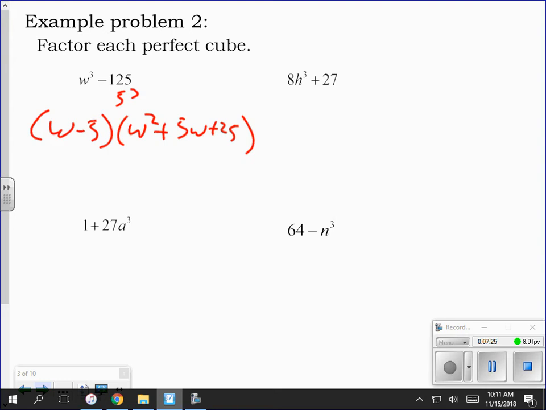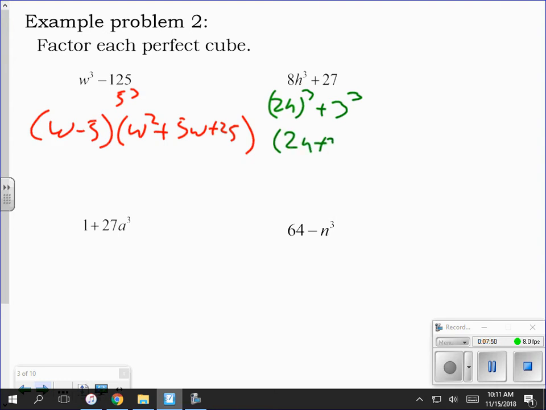Okay, on the next one, 8h cubed plus 27. 8h cubed is 2h cubed plus 3 cubed. Knowing your perfect cubes lets you do this. They have to be perfect cubes. You have to know what they are. So I have the sum of two cubes. So I use the sum formula.